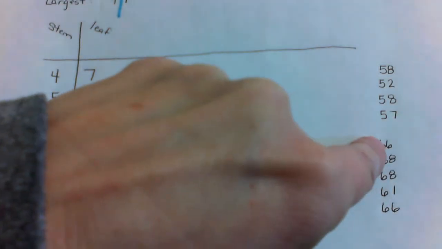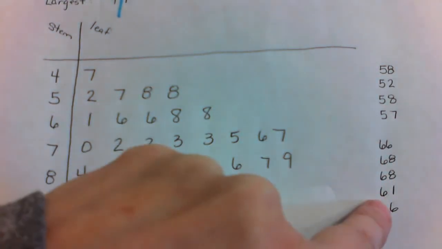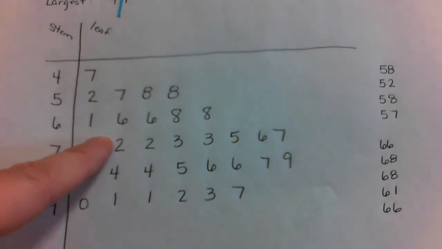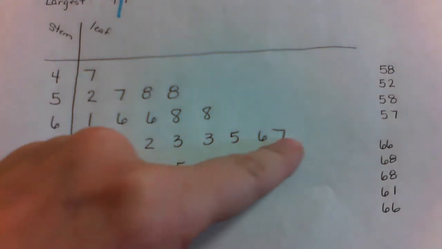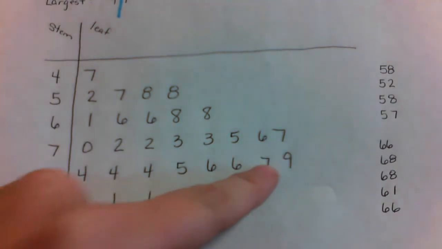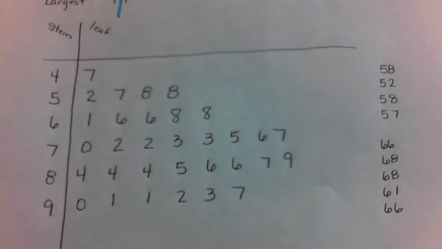And then my leaf is 6, 8, 8, 1, 6. I put those in numerical order from smallest, which is 1, all the way up to the largest, which is 8. And then I went ahead and did that for all of those that lived to be in their 70s, and then in their 80s, and then in their 90s. So that's how to create the stem and leaf.